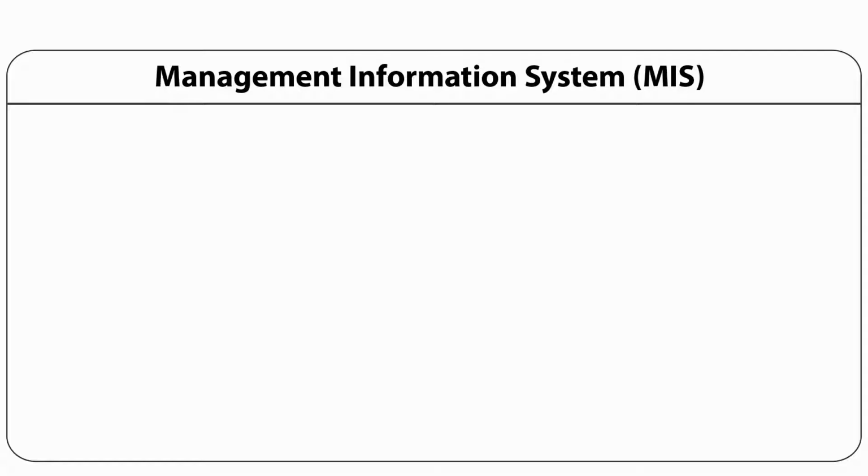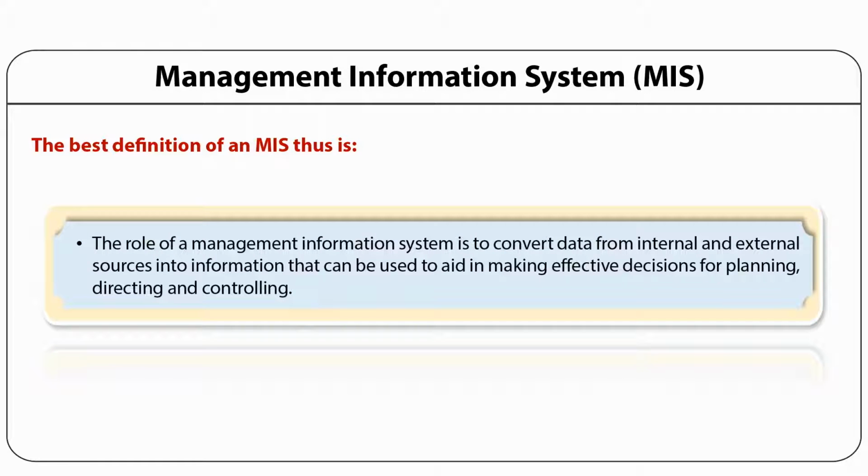After considering the various definitions, the best definition that can be arrived at is that the role of a management information system is to convert data from internal and external sources into information that can be used to aid in making effective decisions for planning, directing, and controlling the activities of an organization. This definition implies that an MIS in an information organization can be applied to all the three levels of management.